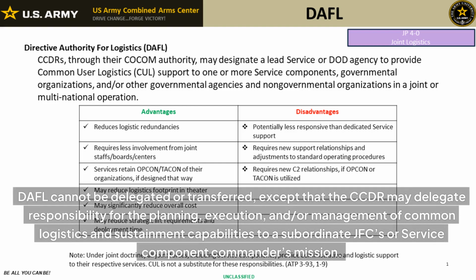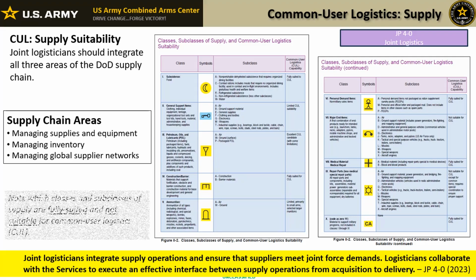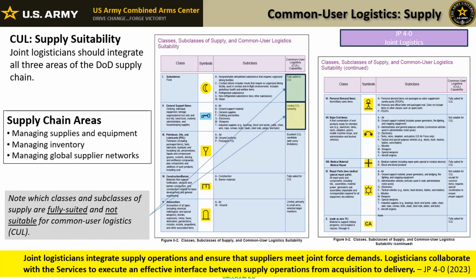DAFL cannot be delegated or transferred, except that the combatant commander may delegate responsibility for the planning, execution, and/or management of common logistics and sustainment capabilities to a subordinate JFC's or service component commander's mission. DAFL is closely related to common user logistics. CUL can apply to common user items across the services by commodity, Class 1 through Class 9, logistics functions, and/or service support. The GCC assigns lead service responsibilities, normally through the contingency planning process, to achieve efficiencies and eliminate redundancies.